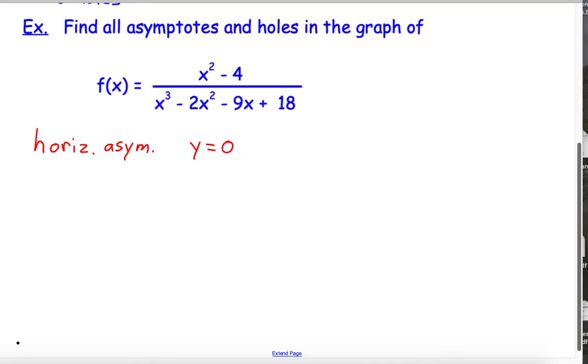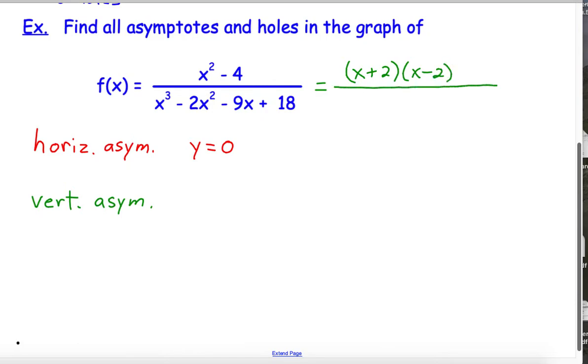Okay, step 2. Let's find vertical asymptotes. We're going to factor. So x squared minus 4 is x plus 2, x minus 2. In the denominator, I'm going to factor by grouping. So the first two terms, I could factor out an x squared, and I'm left with x minus 2. Oh, there's a hole in the graph. And then in the second one, I'm going to factor out a negative 9, and I'm left with x minus 2.